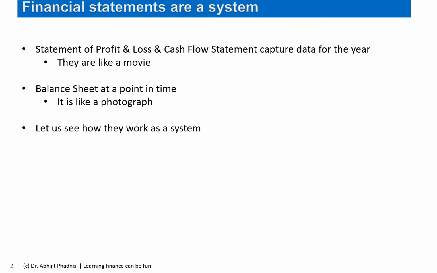Friends, we have already discussed that the statement of profit and loss and cash flow statement capture data for the year. They are like a movie, like a video film. On the other hand, the balance sheet shows the picture at a point in time. Typically, the balance sheet is prepared and presented to stakeholders at the end of the year. In the case of listed companies, it may also be presented at the end of a quarter, but speaking generally, the balance sheet would be presented at the end of the year in a detailed manner after the audit process. So now let us see how they work together as a system.